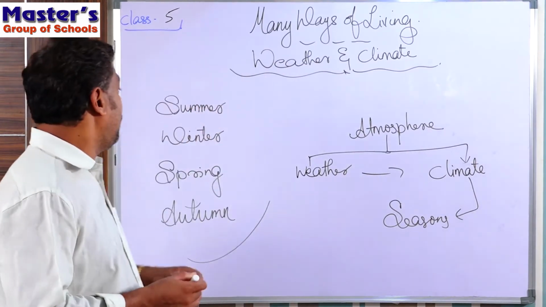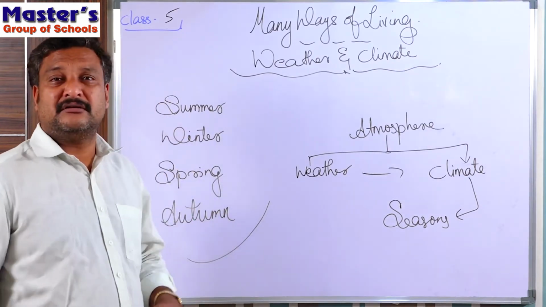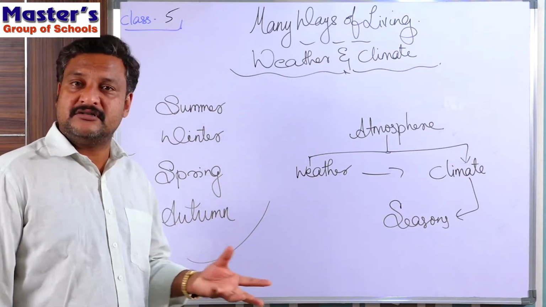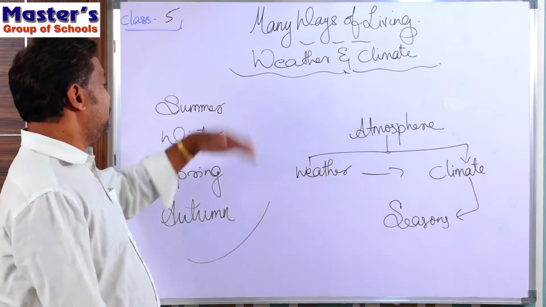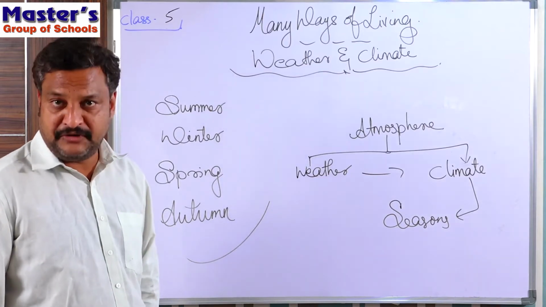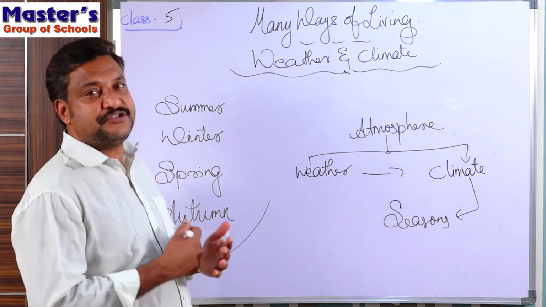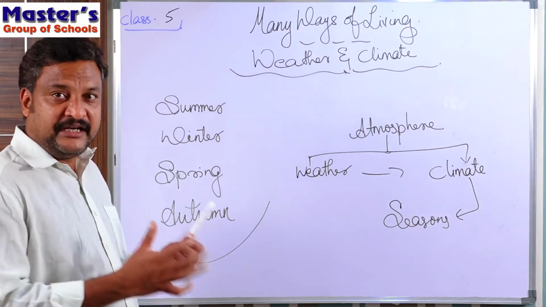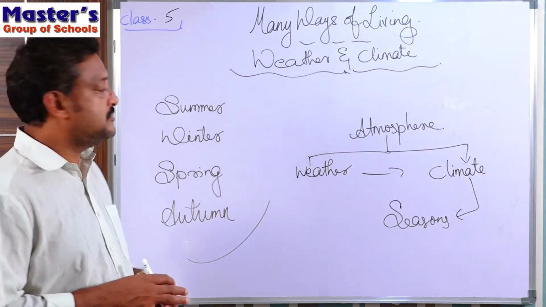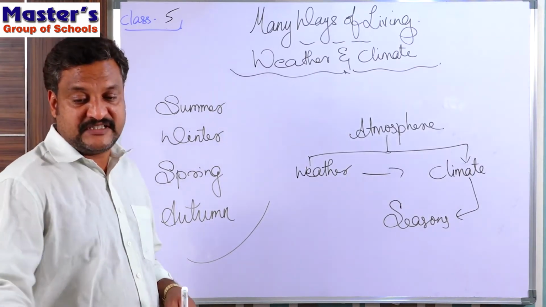Summer is very hot, winter is very cool, and in spring, fresh showers will be there. It's a season when we have new plants and all, the beginning of summer. Before summer we have it. And autumn is actually before winter, when the trees shed their leaves and become ready to face the snowfall that they have to face. Right? So summer, winter, spring, and autumn are the four seasons.